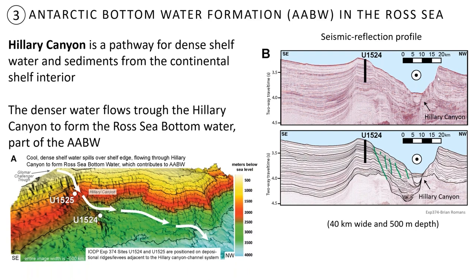So Hillary Canyon is quite a large system. It goes up to 40 kilometers wide from crest to crest and 500 kilometers long, so it's quite large. You can imagine the size of the plume has to be quite large also to be able to deposit some of these turbidites on this levee.